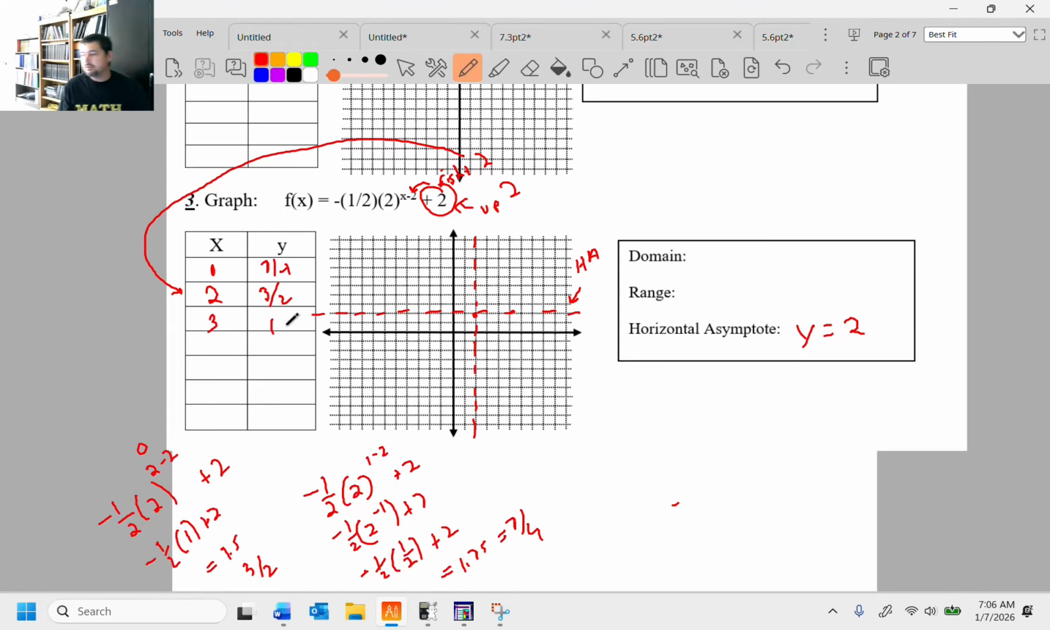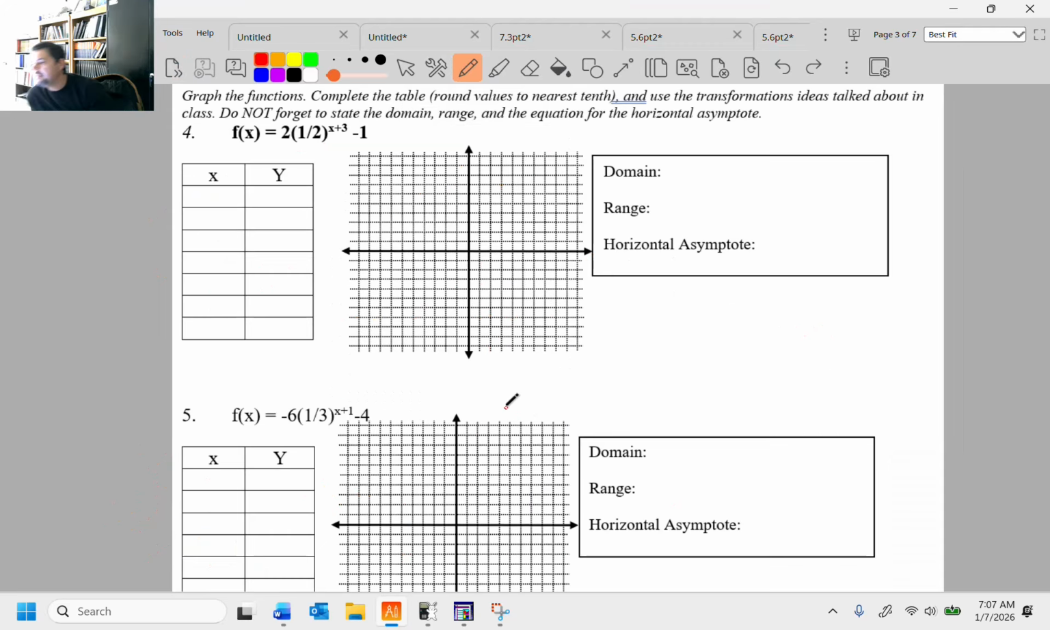There's my 3 points. I contain 1 and then 1.75, which would be about right here. I contain 2 and then 3/2, which should be about right here. And then I contain 3 and 1. Now, this is the shape of this thing. It has to flatline on that horizontal asymptote. It's had a vertical reflection done, but that's it. And there you go. And that is going to be one of the rougher ones for kids. A lot of kids do mess these up when they fall instead of rise.